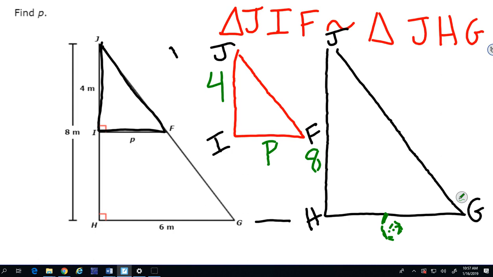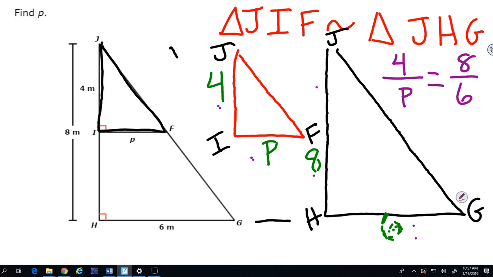So if you take a look, I can write a proportion with this. So over here, we're just going to quickly write a proportion. 4 over P. You see what I did? I took the 4 over P is equal to 8 over 6. Does that make sense? We've separated them out. We've put together our corresponding sides. I put this is to this. JI is to IF as JH is to HG.